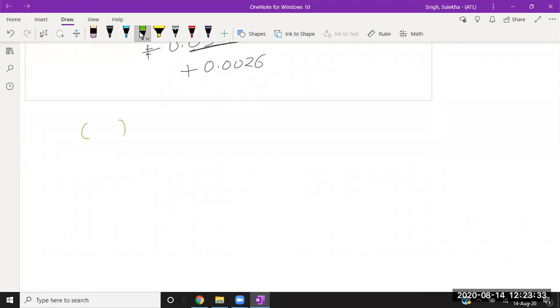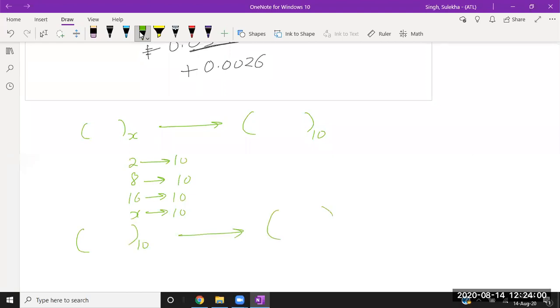we have converted any base x into base 10, means indirectly you are converting binary number system into decimal number system, octal number system into decimal number system, hexadecimal number system into decimal number system, or any number system into decimal number system.